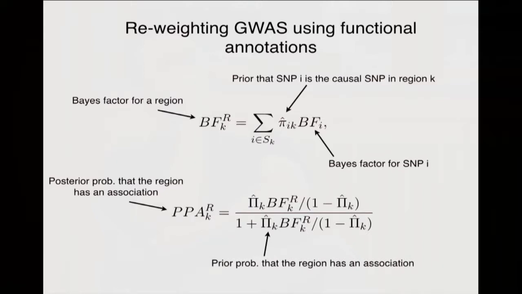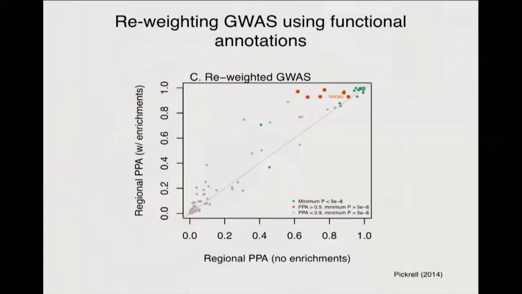We can write down, instead of the Bayes factor for the SNP, the Bayes factor for the region, which is just multiplying together the prior and the Bayes factor for the SNP. The posterior we compute in the same sort of way. The prior odds on the region times the Bayes factors gives you the posterior odds for the region. And what does that look like for HDL levels?